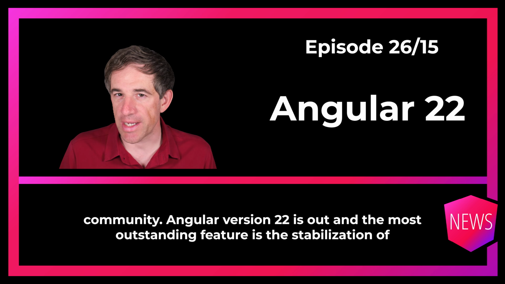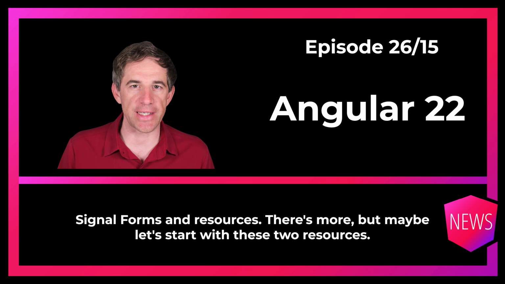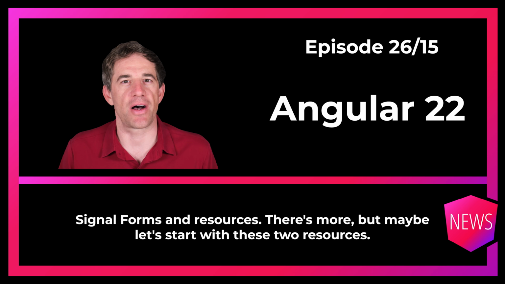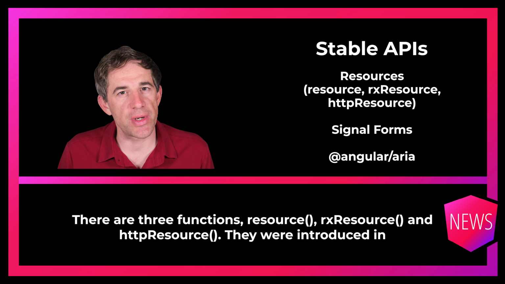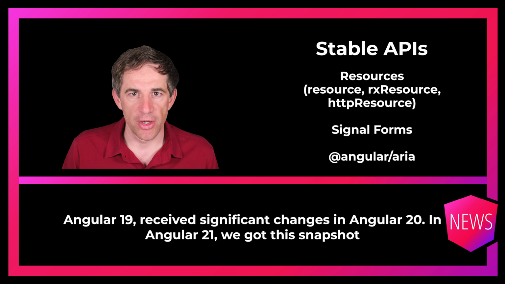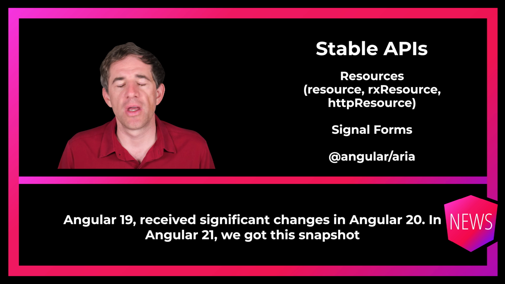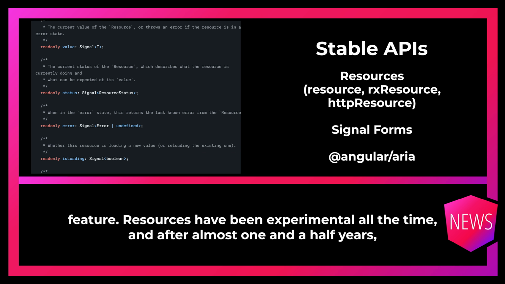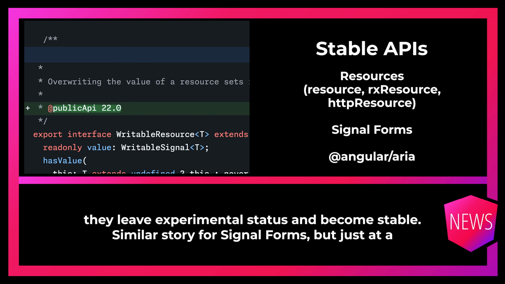Angular version 22 is out and the most outstanding feature is the stabilization of the signal forms and the resources. There's more, but maybe let's start with these two. Resources. There are three functions: resource, rxResource and httpResource. They were introduced in Angular 19, received significant changes in Angular 20. In Angular 21, we got the snapshot feature. Resources have been experimental all the time, and after almost 1.5 years, they leave experimental status and become stable.